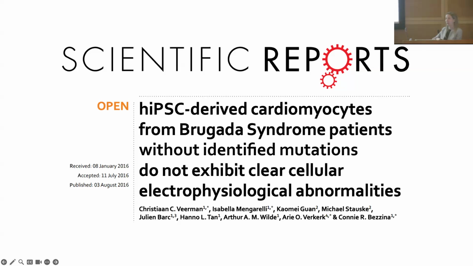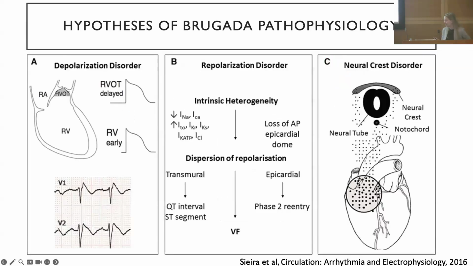And they put them through a battery of electrophysiological tests and could not find anything wrong with them. The cells were, for all intents and purposes, completely normal, even though we know these patients have had sudden cardiac events. And so clearly the cells are not normal. Which brings me to the complexity of Brugada syndrome.